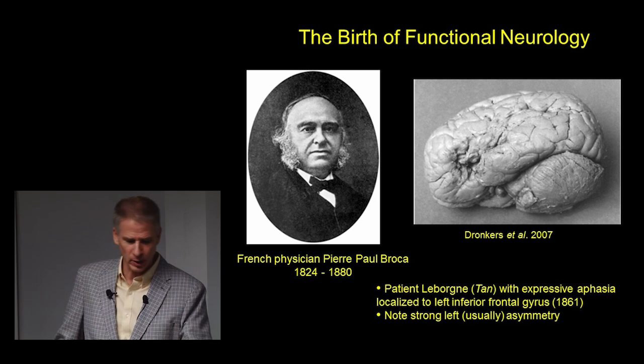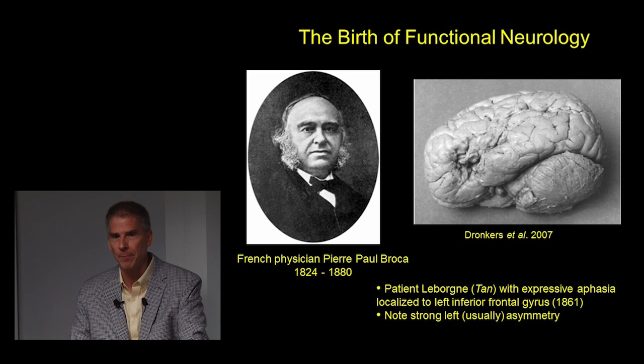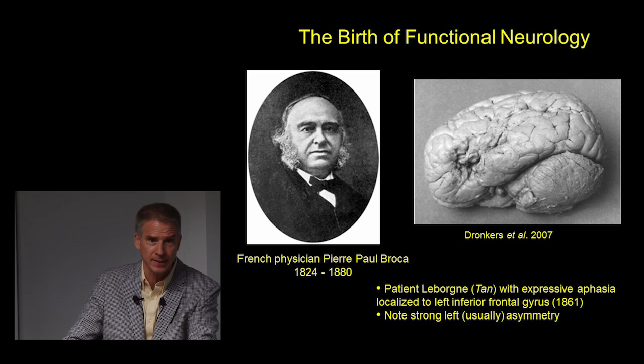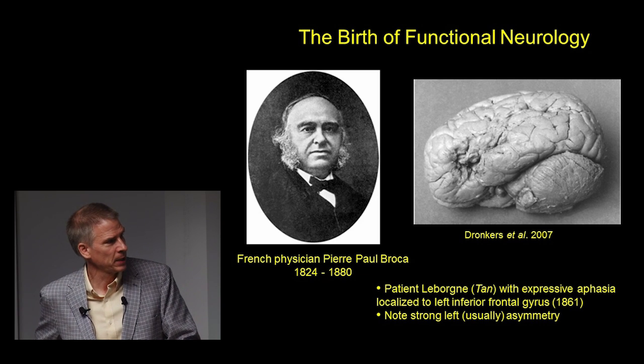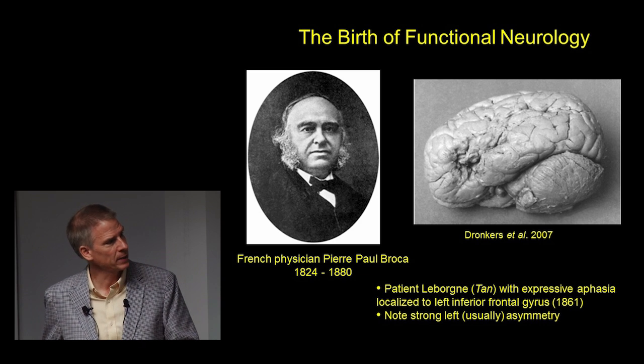And we can fast forward in the attempt to try to understand cortex. And this is really the birth of functional neurology, which took place in the middle of the 19th century in France, at the time one of the most advanced places to do brain science, by this French physician, Pierre-Paul Broca, after which, of course, we named Broca's area.